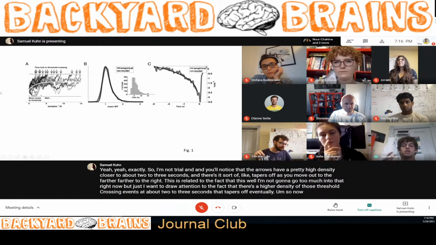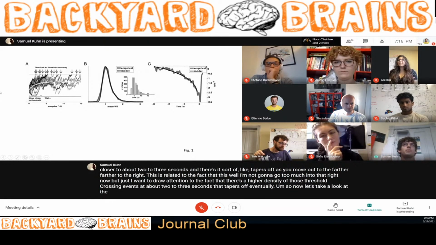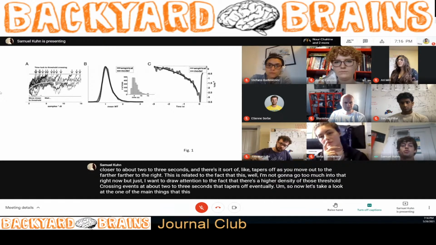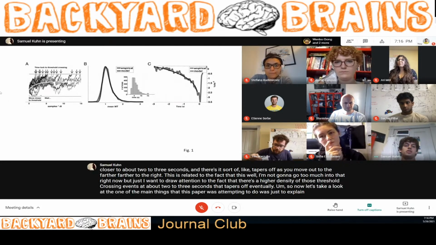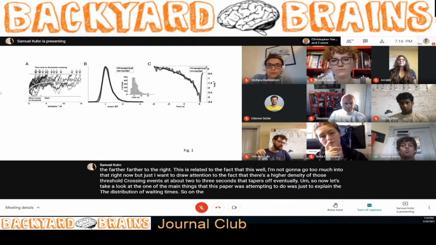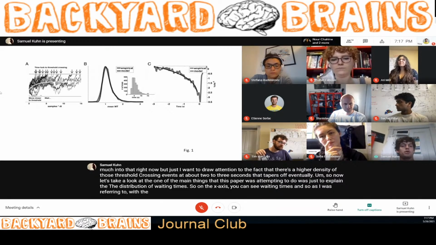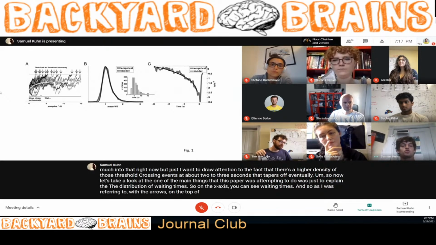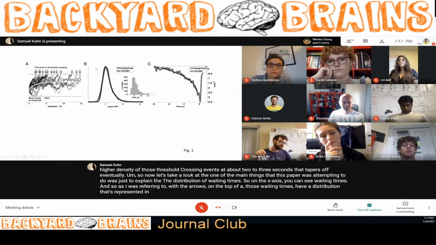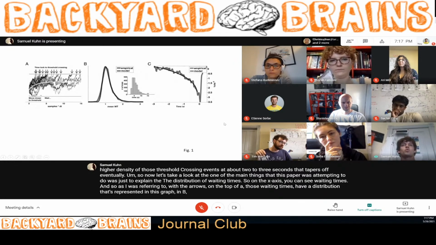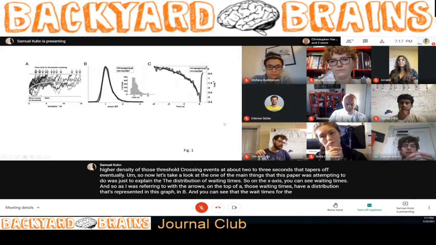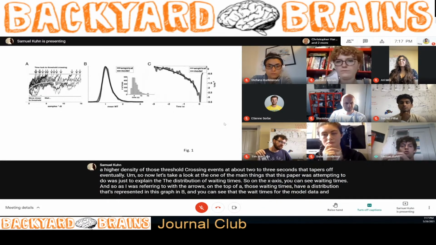So now let's take a look at B. One of the main things that this paper was attempting to do was just to explain the distribution of waiting times. So on the x-axis you can see waiting times, and as I was referring to with the arrows on the top of A, those waiting times have a distribution that's represented in this graph in B, and you can see that the wait times for the modeled data and the empirical data are very similar.